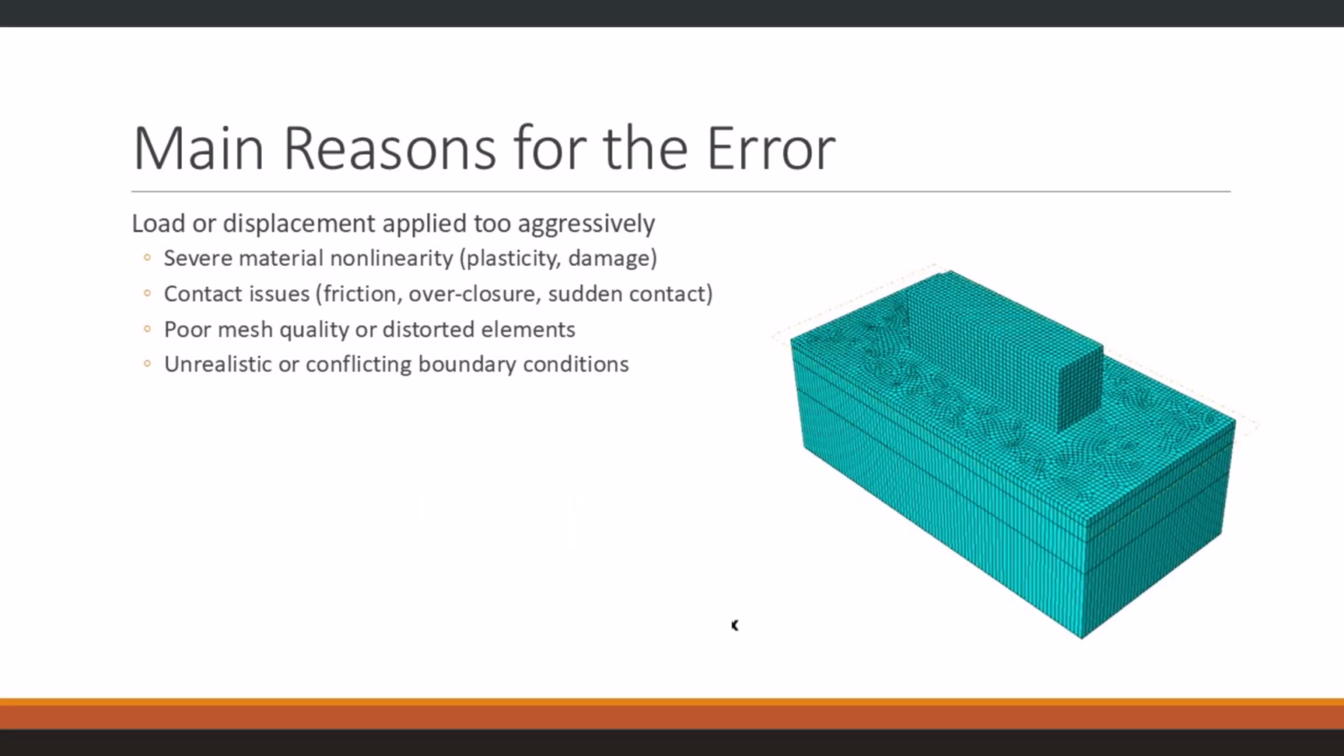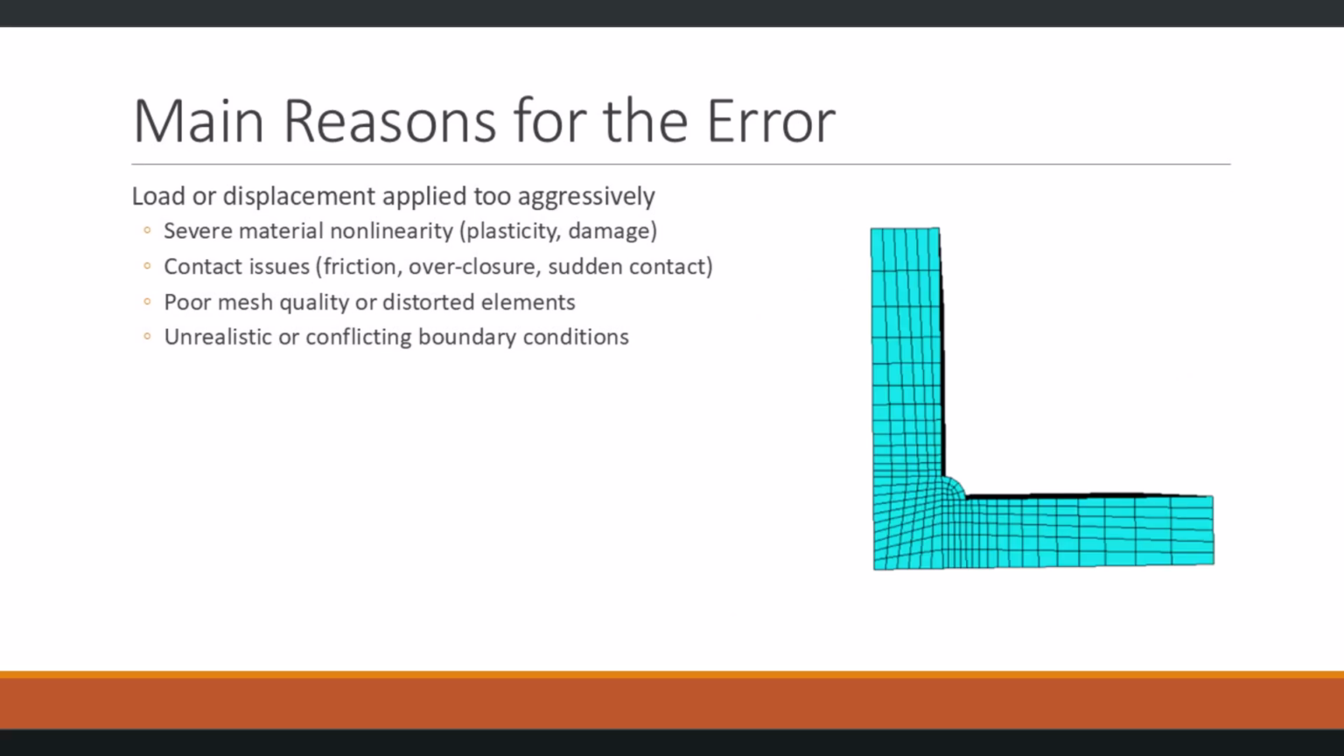One of the most important ones is contact issues. Bad contact definition causes convergence nightmares. For example, initial overclosure, hard contact with no stabilization, too much friction, contact suddenly activating in one increment. So Abaqus tries to resolve contact forces instantly and fails. And another one can be the meshing or element choice.